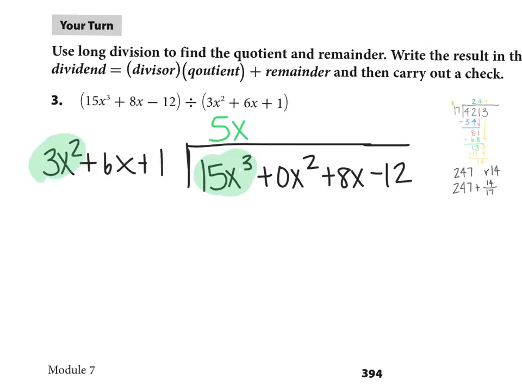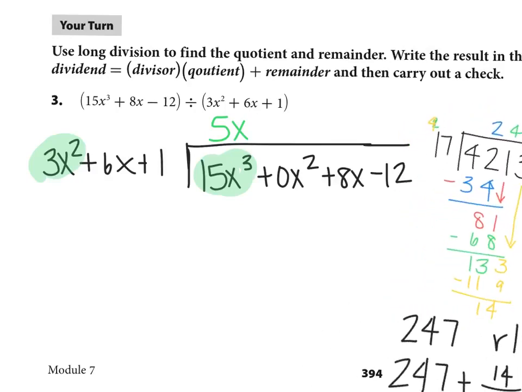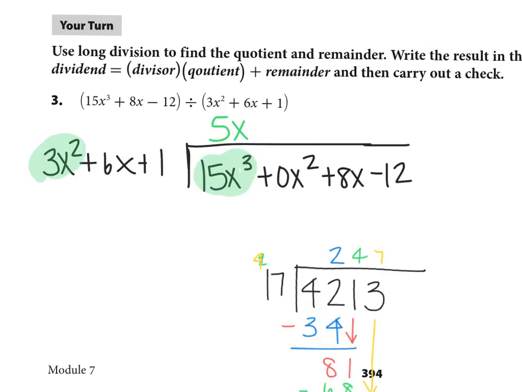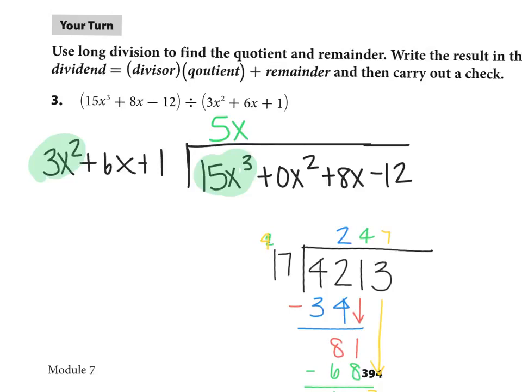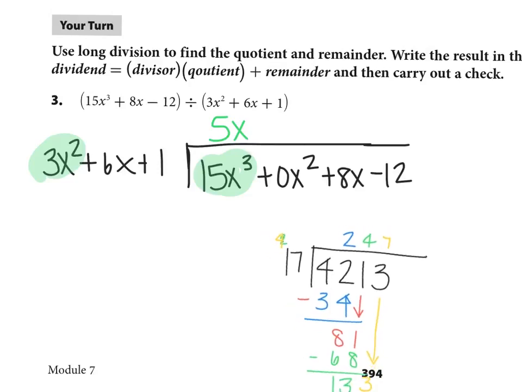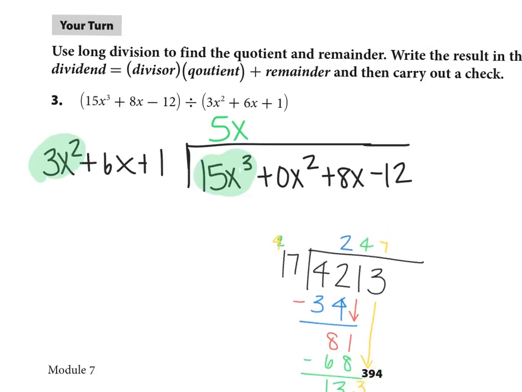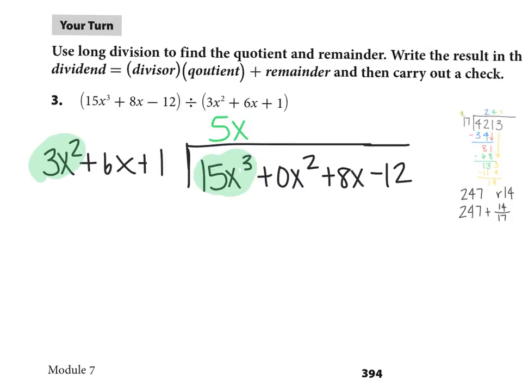Okay, so looking back to our numbers, we figured out that 17 went into 42 two times. What do we do once we figured out that 17 went into 42 twice? We multiplied by 2, right? Did we just multiply the 1 by 2 or the 7 by 2? We multiplied the whole thing by 2, correct? So we're going to do that here. We're going to multiply 5x times 3x squared. What's that going to be?